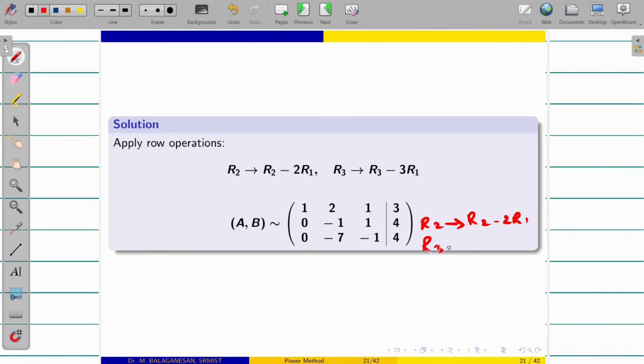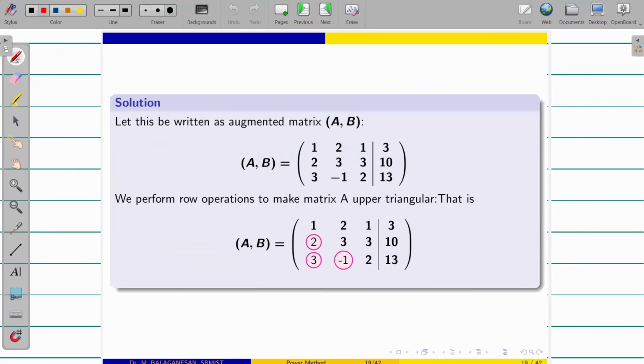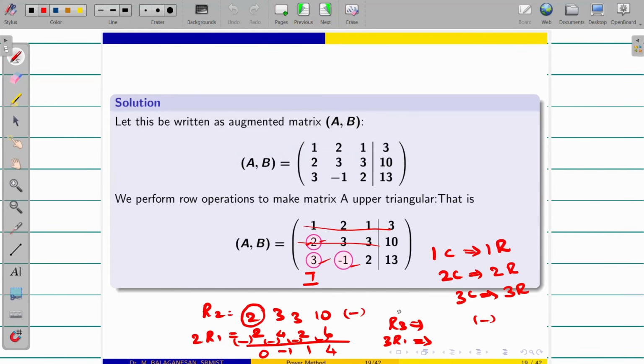Similarly, R3 tends to R3 minus 3 into R1. Do not do it directly; do it the way I explained in the previous slide. If you want, I will explain here also. R3 is what is in the previous matrix. Here I explained. In this way only you have to do it. Write it separately and then write the value here.